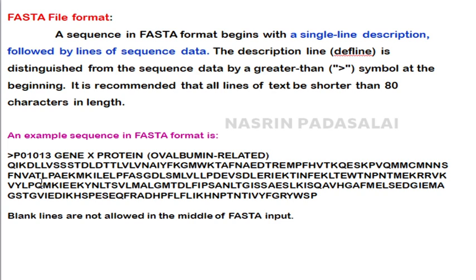Next is FASTA format. The sequence in FASTA format begins with a single line description followed by lines of sequence data. The description line is called the def line, and it is distinguished from the sequence data by a symbol called the greater than symbol. And the text in FASTA file format should not exceed 80. It should be shorter than 80 characters in length.